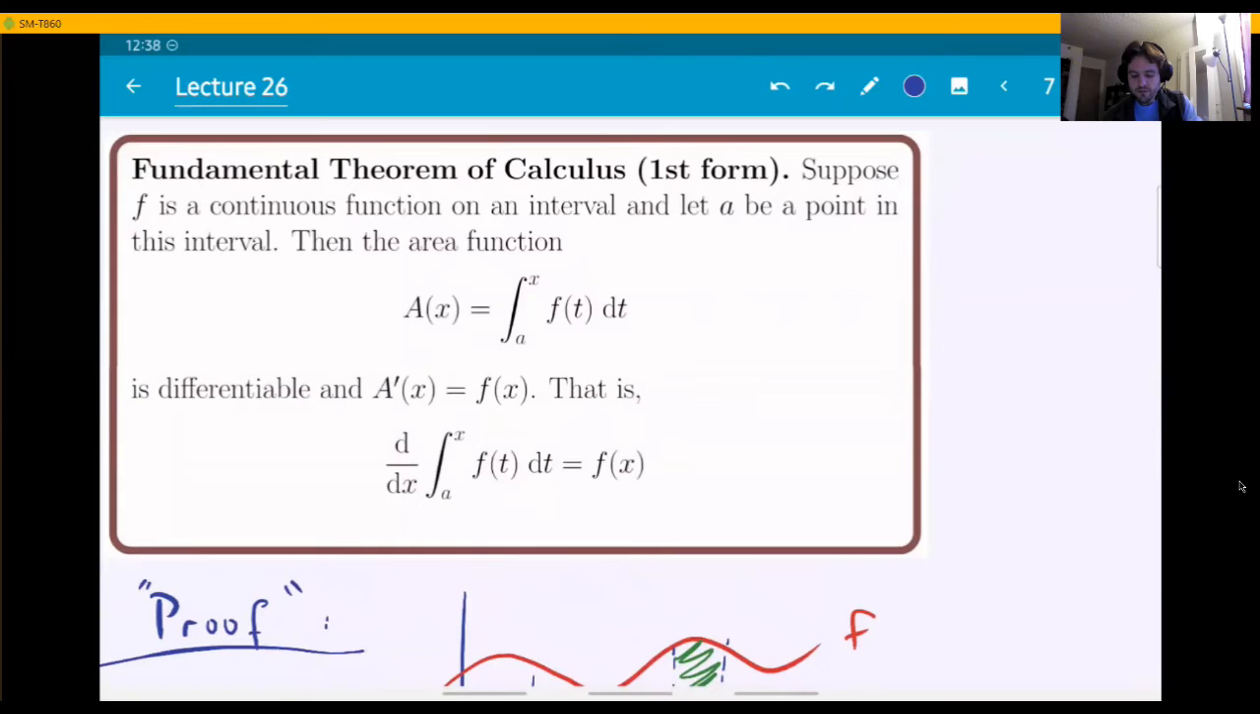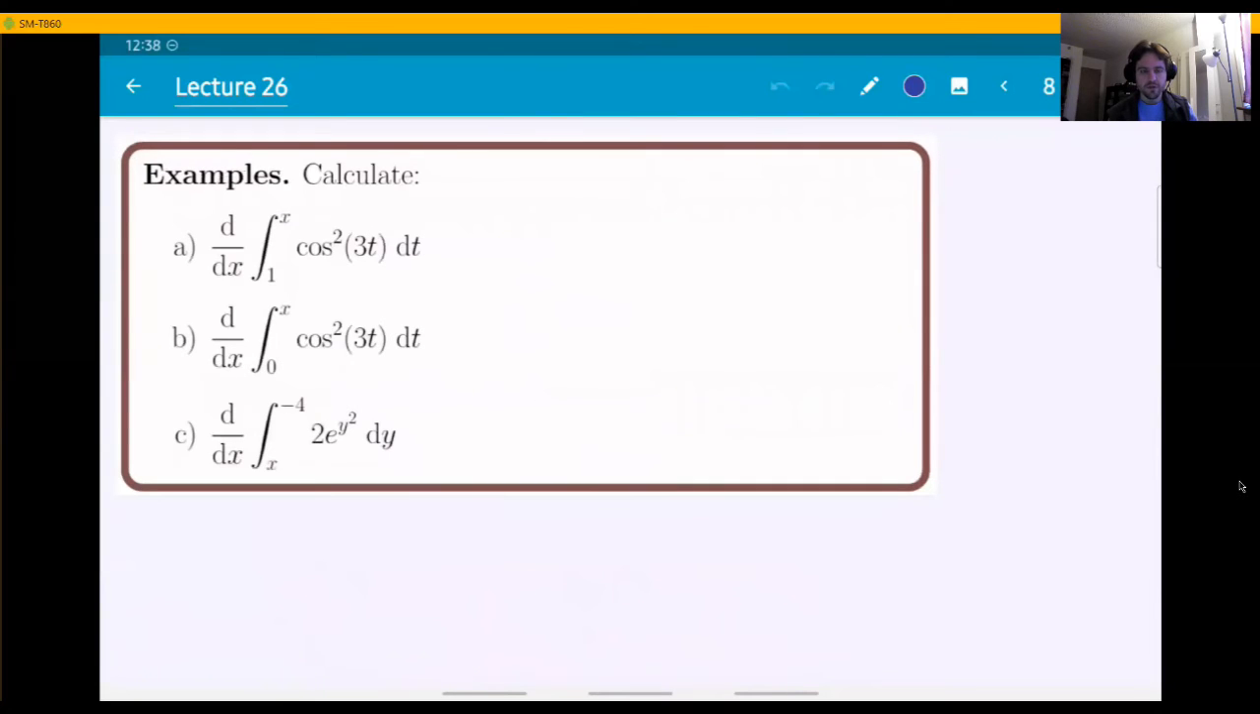We are going to do some brief exercises about it. Those are always very easy. And then we're going to go to the second form, which is the one that's more important for us, the one that helps calculating integrals. But first of all, let's look at these exercises. Calculate these three items here. The first one will be very easy. You just have to realize what is it that we have.